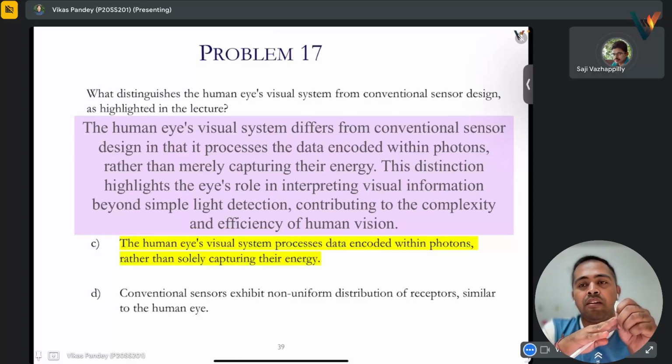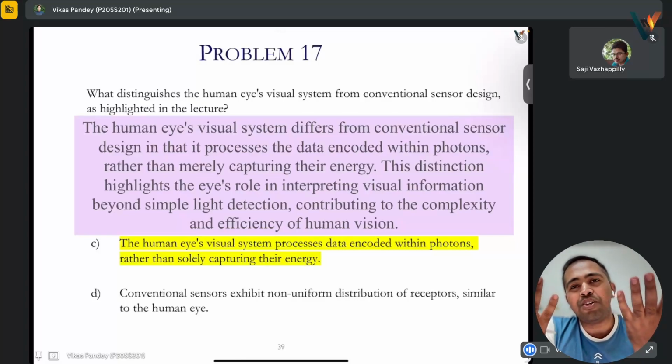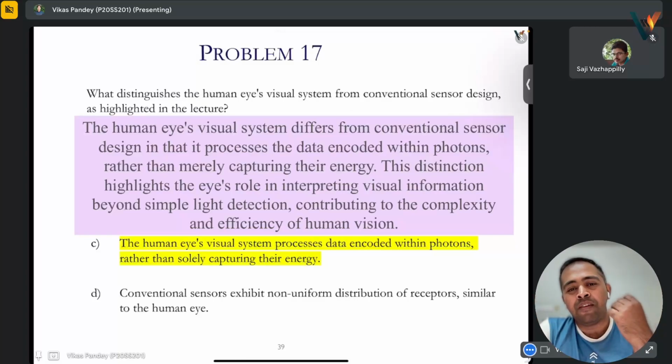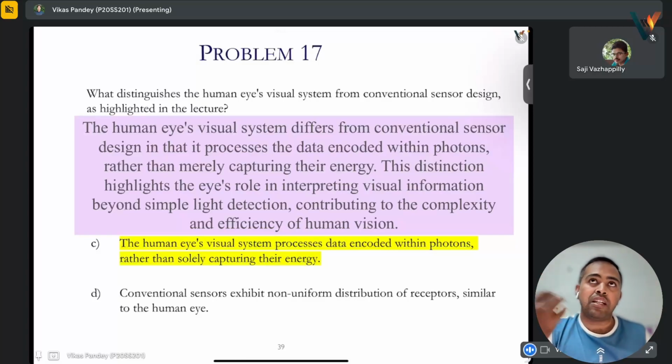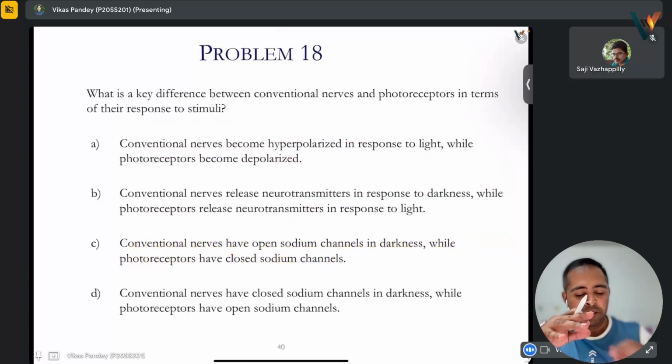Like you can say that it has much more of a sensory role than just a receptor, right? It is not just a receptor. It is playing some sensory role also, as well as it has some processing and these things also. Okay.